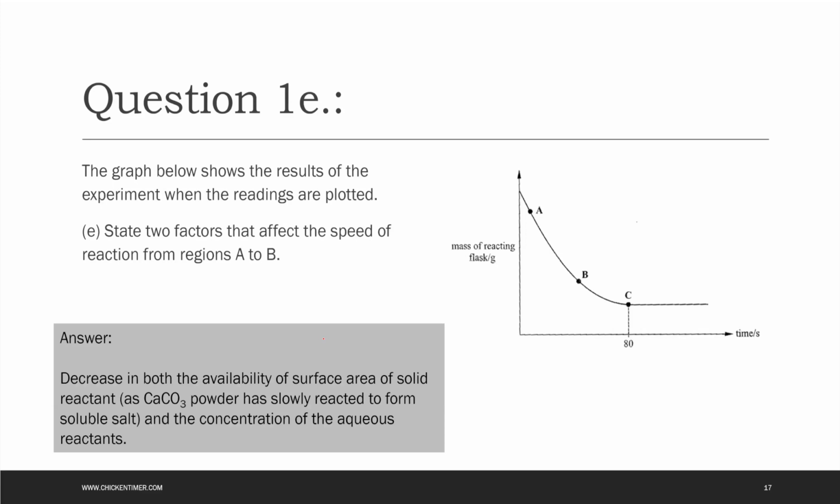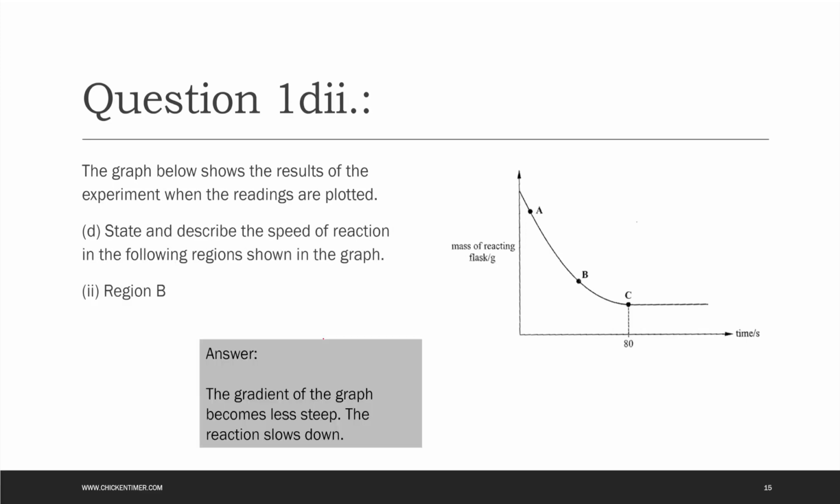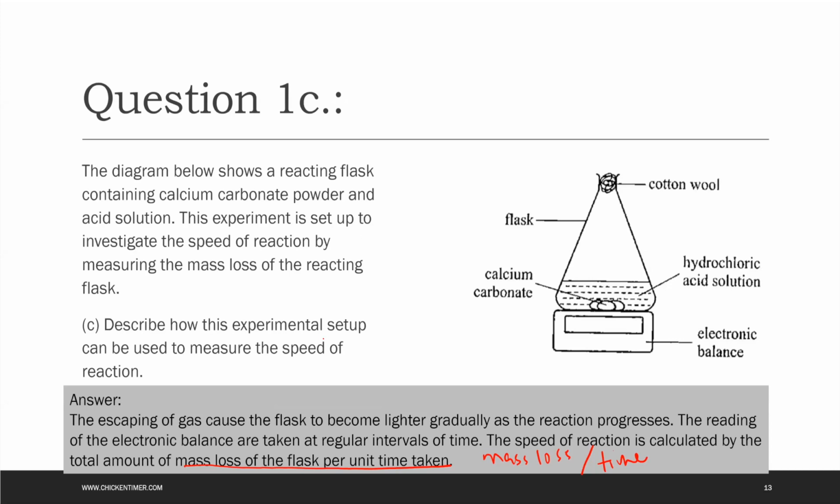So you change the variables. You can change the surface area, you can change the concentration of the reactant. The reactants are calcium carbonate and hydrochloric acid. Later on you will see that there is surface area, concentration, temperature, pressure, and catalyst. You might not know about catalyst yet. There's a lot of stuff, and it's all related to this also.